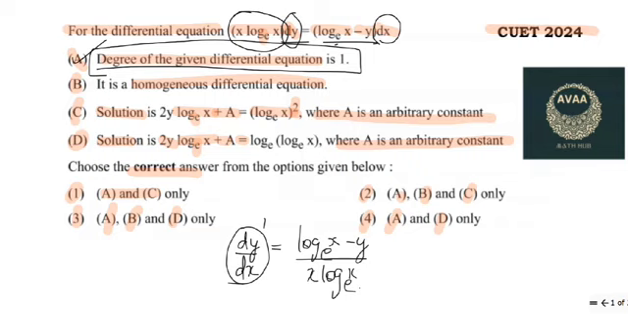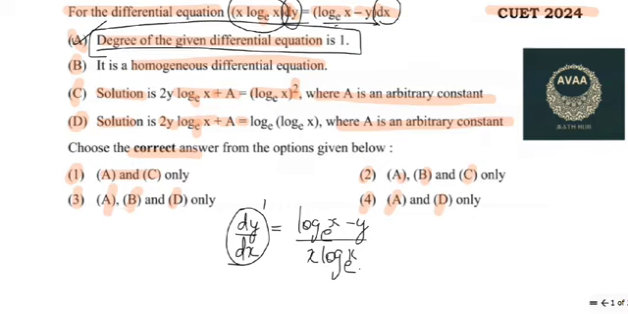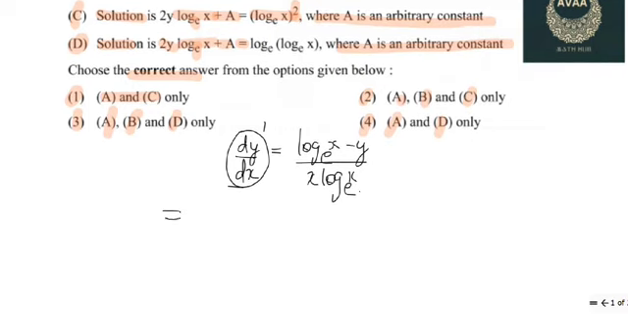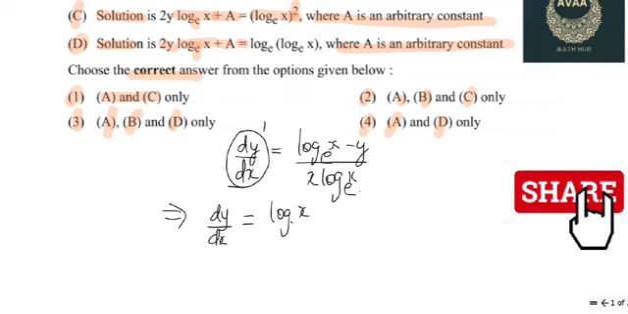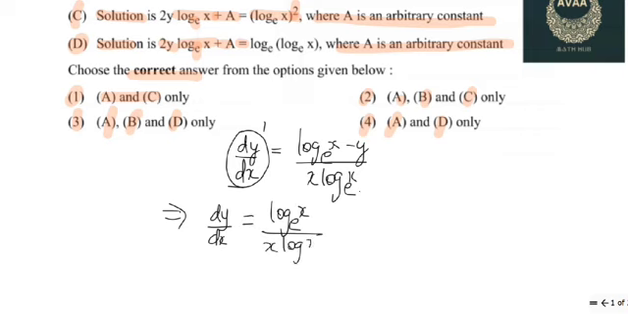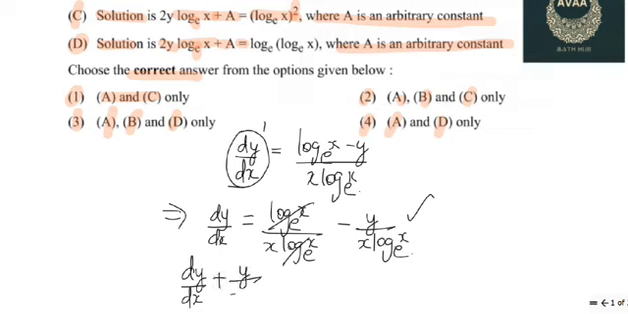Now, in order to identify the type of differential equation, we need to simplify further. What we are going to do is divide each term by the denominator x log x to the base e. Now this and this get cancelled. We can move this to the other side. It becomes y over x log x to the base e, and on the right hand side, we have got 1 over x.